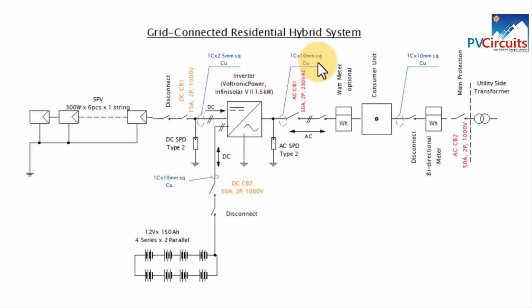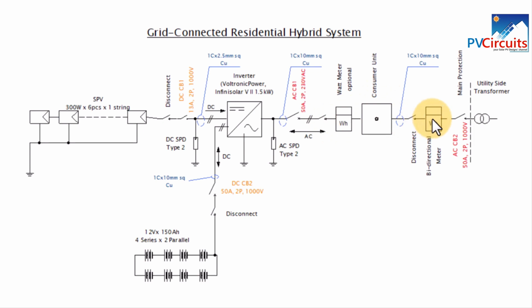Then going to the cable coming from the inverter. This cable draws a maximum current of 40 amps. So we've put it at 10 millimeter square and provided a protection of 50 amps just in case it exceeds the cable rating. The cable rating ampacity is 62 amps.